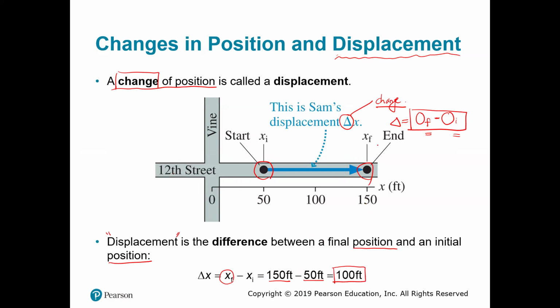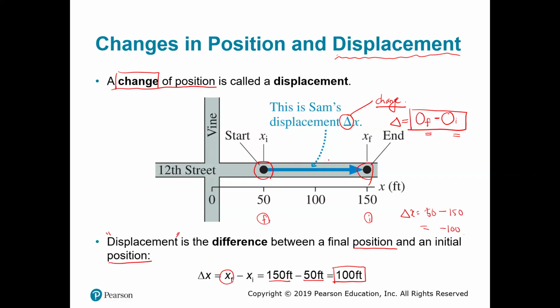What if Sam was initially here and then finally here? Then what is the displacement? The initial is 150. The final is now 50. So final 50 minus initial 150. So then the displacement is minus 100.